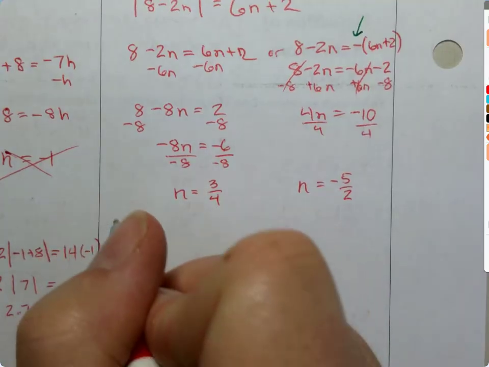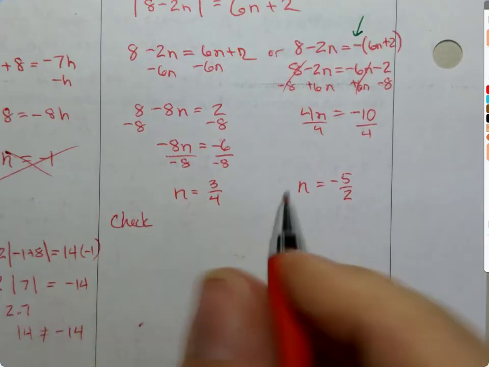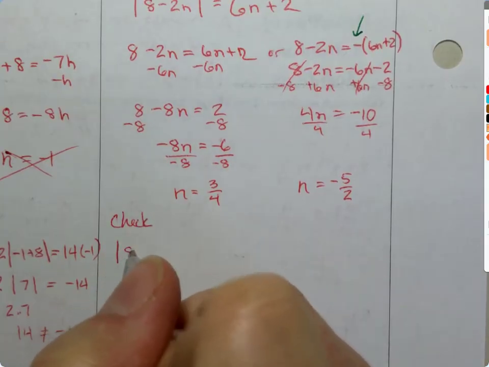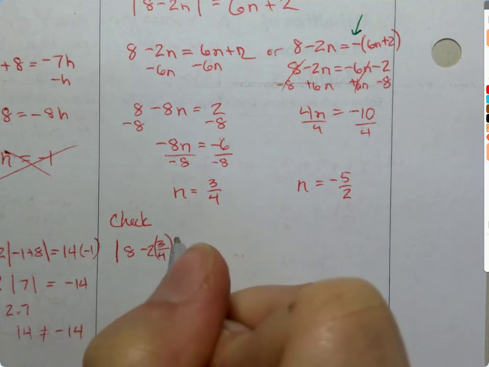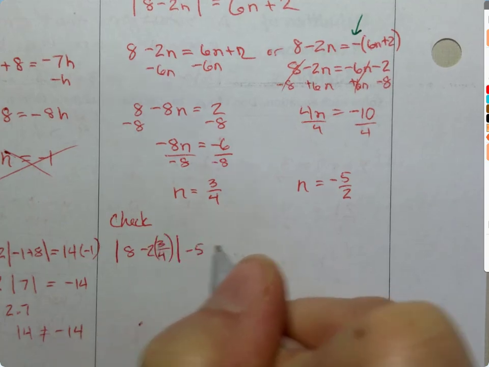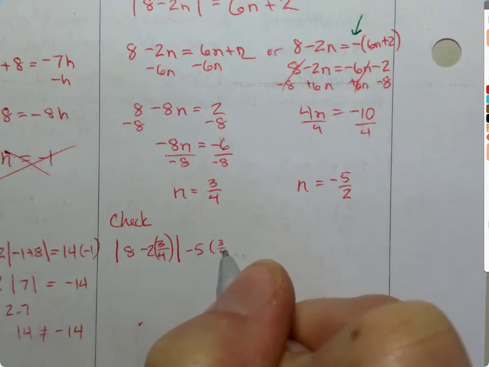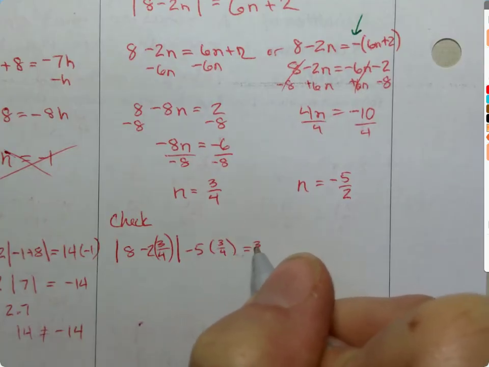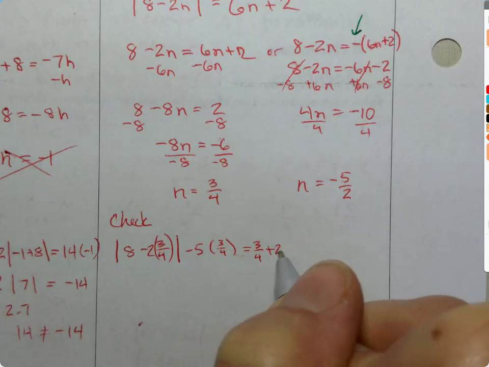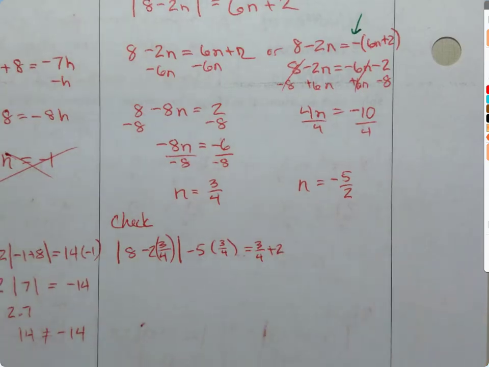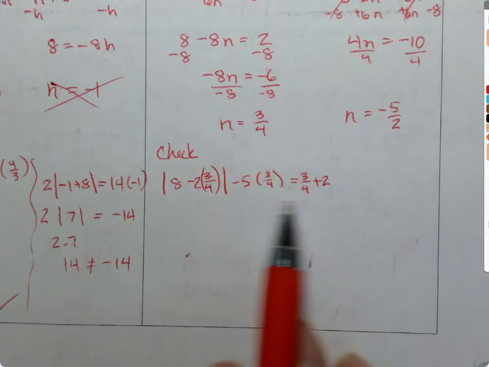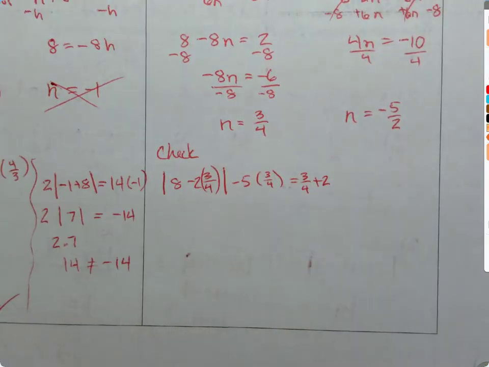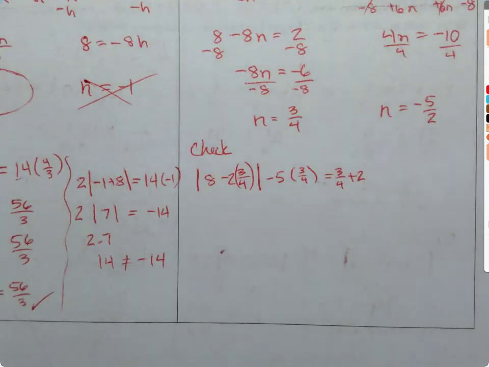So I'm going to do my check. It is part of my work. 8 minus 3/4 times 2, and then minus 5 times 3/4 equals 3/4 plus 2. Do you notice that I went back to the complete beginning? Okay, so we can type this into the calculator. We can crunch some numbers. I will show this real quick.